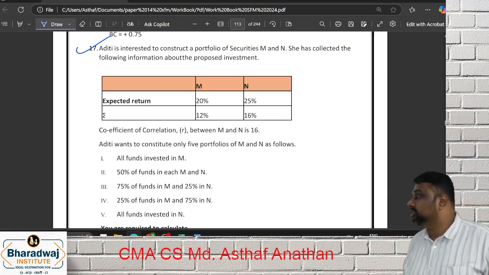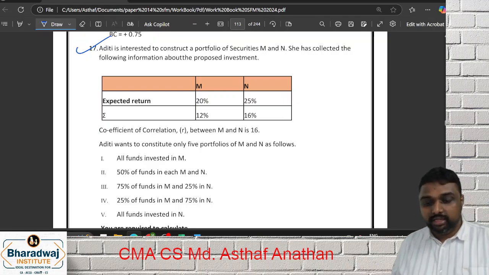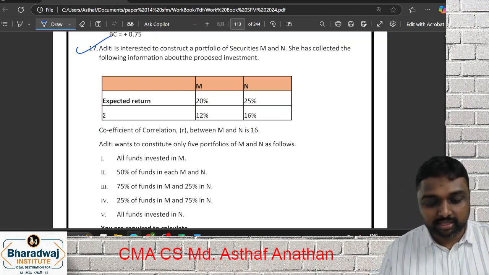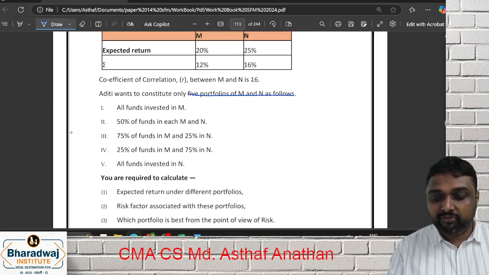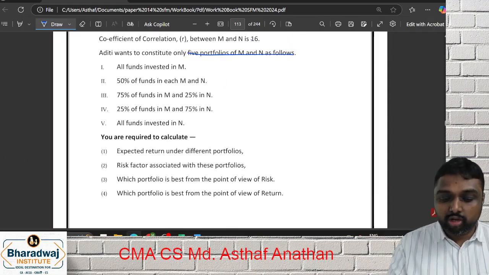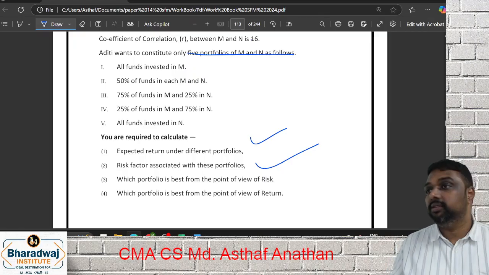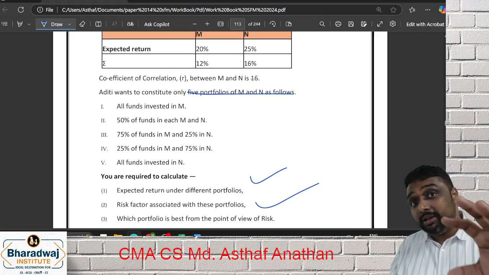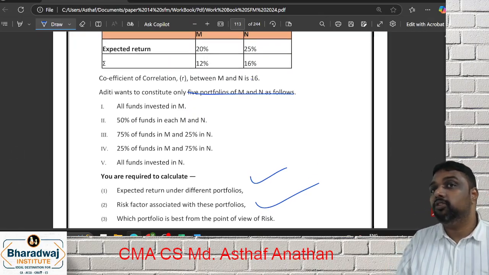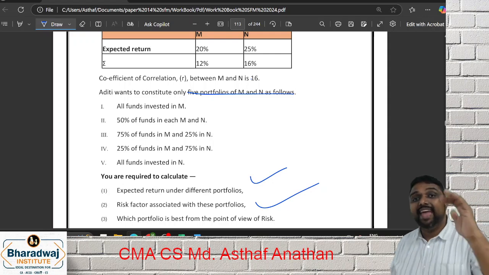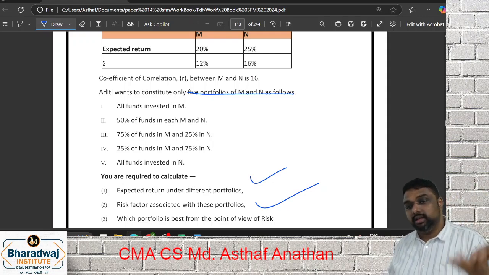I'm not doing this, but what they are asking is, they were given a correlation coefficient of 0.16. They are asking what if 5 situations are there. For each situation, what is the risk and what is the return, and which is best in terms of return, and which is best in terms of risk? We know the higher the return, the better the option; the lower the risk, the better the option.